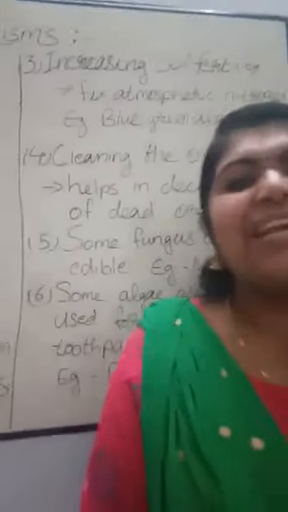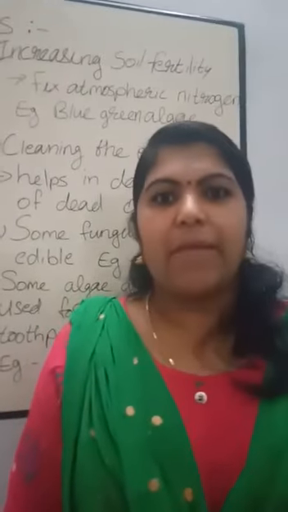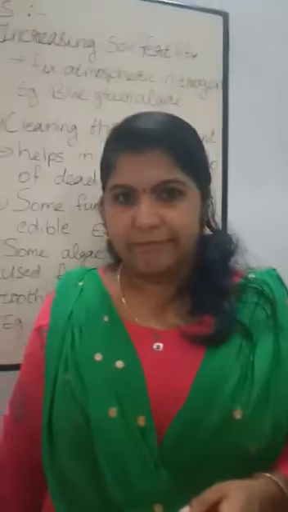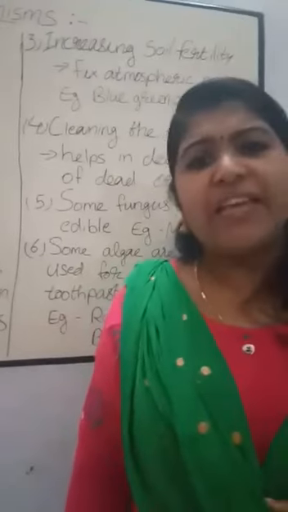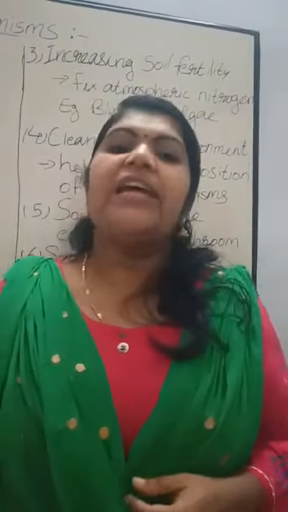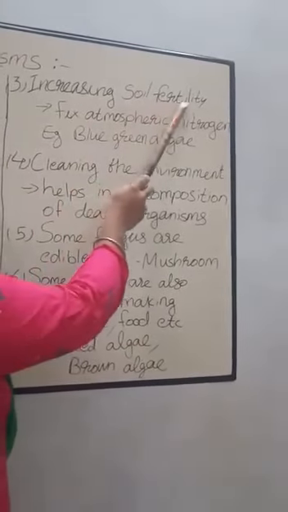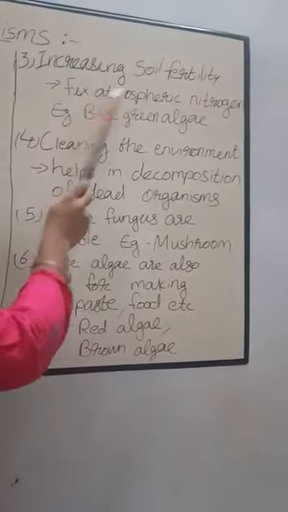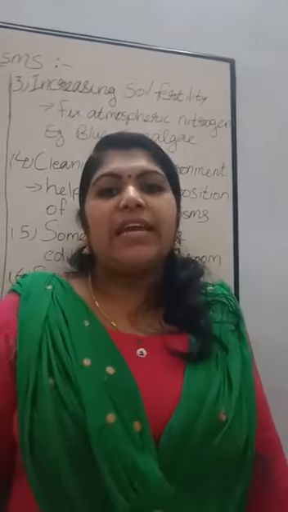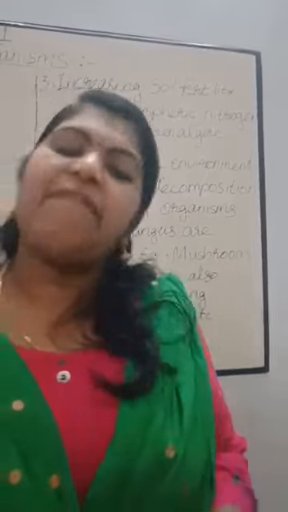Then the third one is some microorganisms increasing the soil fertility. For example, blue-green algae. Blue-green algae fix atmospheric nitrogen, thus increasing the soil fertility. So this is the third use of microorganisms. Then the fourth use of microorganisms is that some microorganisms clean the environment.